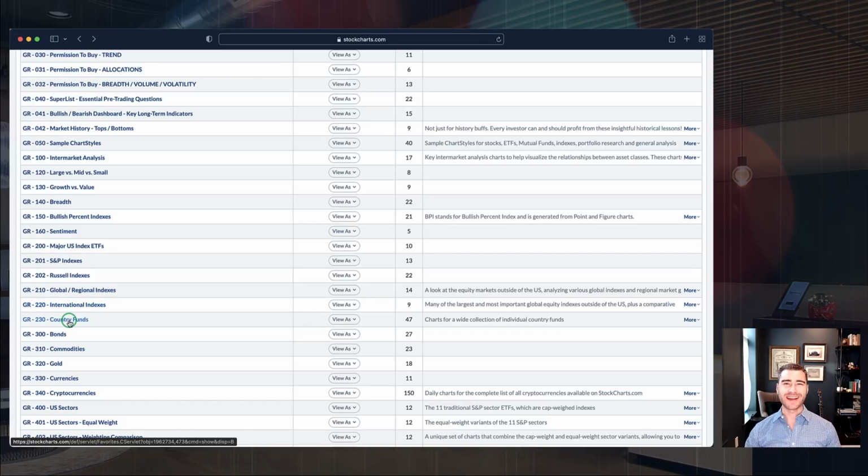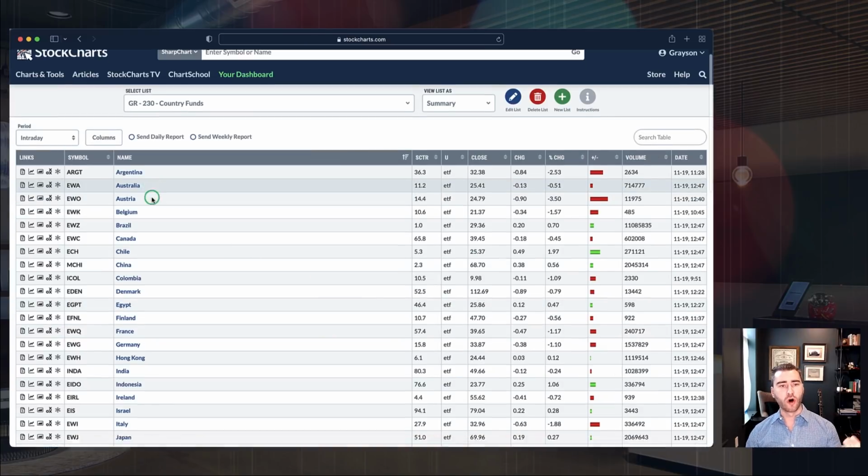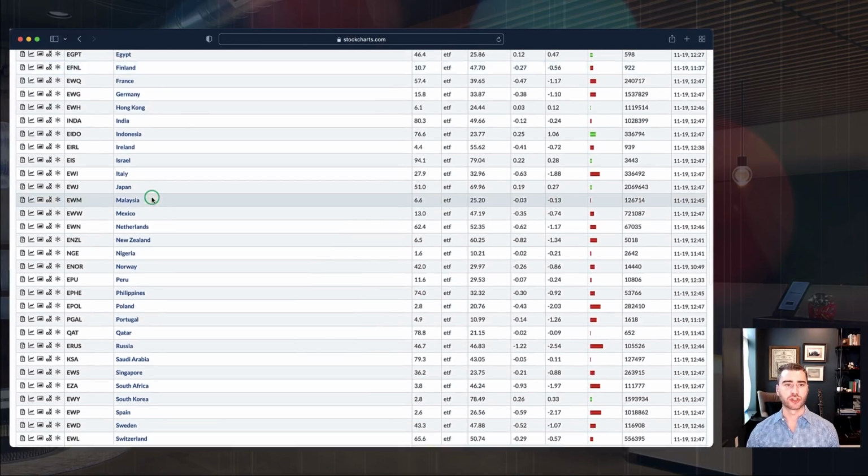At a next level down from that, we have actually country funds. So these are all ETFs for a ton of different 47 countries. All of these, we'll dive into that one for a quick second. You can see all of these different countries. We have ETFs that track each of these.